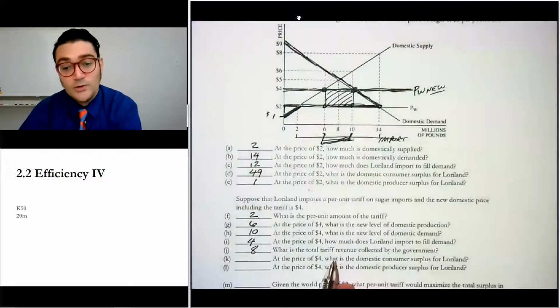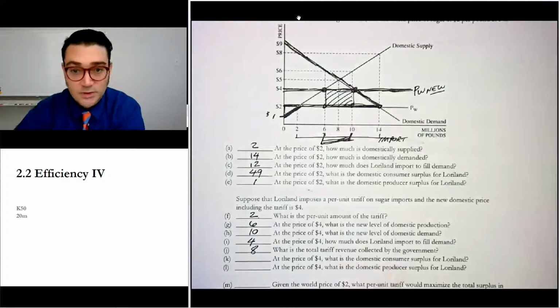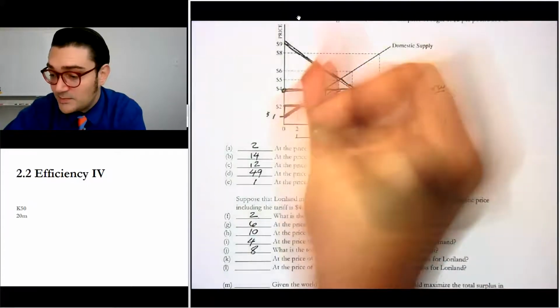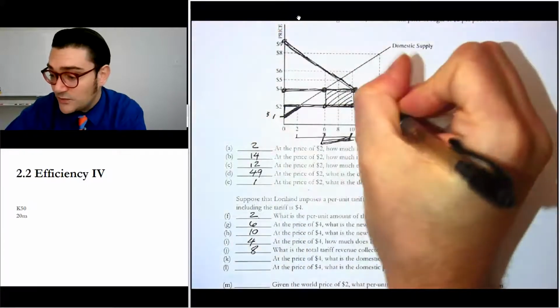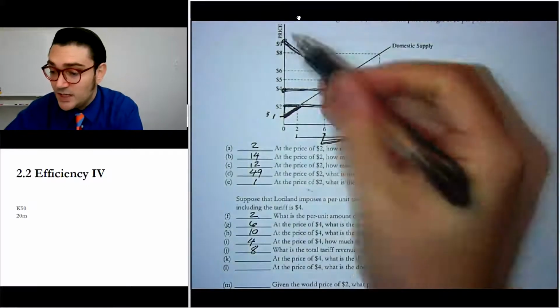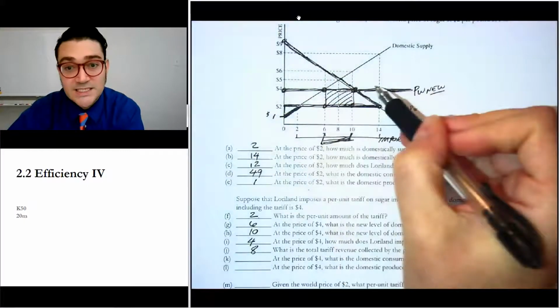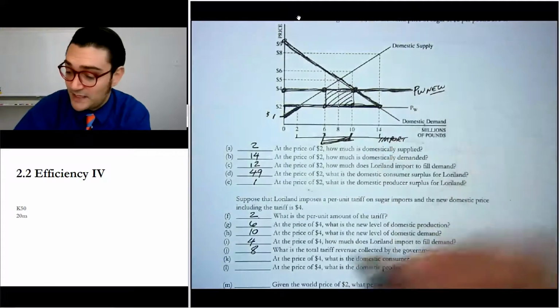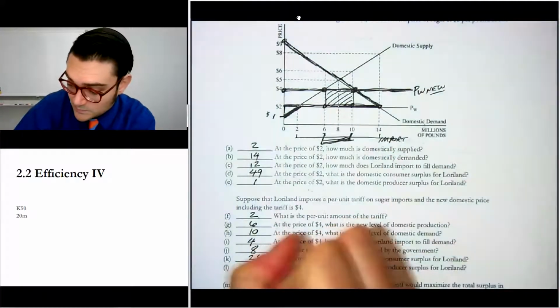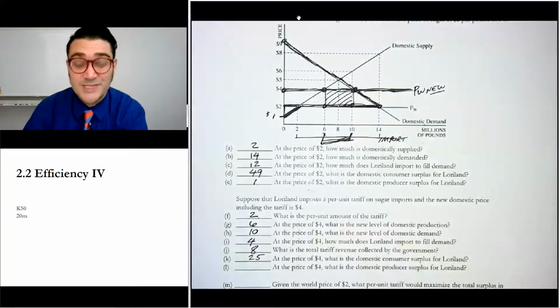At the price of 4, what's the domestic consumer surplus? Well, we go 4 up to 9, and then over here to 10. And so the height of the triangle is 5 times 10 divided by 2 is 25. So we cut the consumer surplus almost in half.